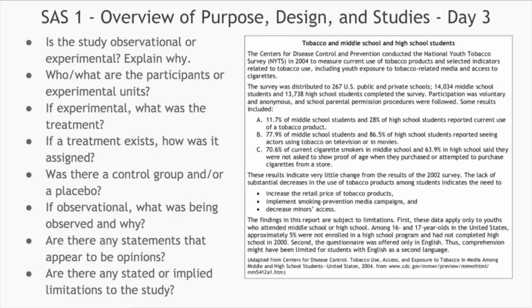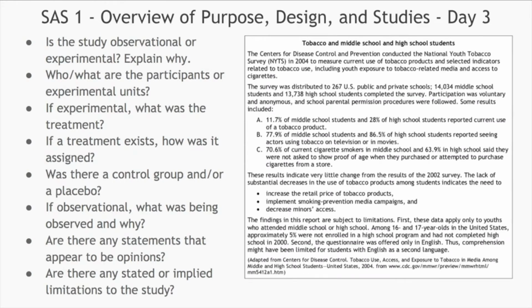So let's look at these different questions. Is it experimental or observational? Now, the key here is the word survey. Whenever you conduct a survey, that survey is no longer experimental because you're not giving them a treatment. You're asking for someone's opinion. Therefore, it becomes an observational study. So the participants, the middle school and high school students that actually did the survey were the participants in this particular statistical study.